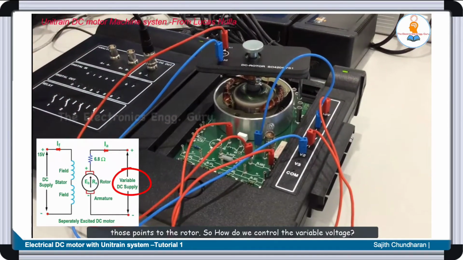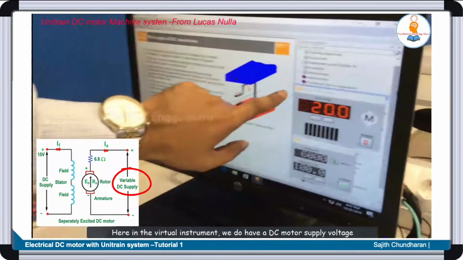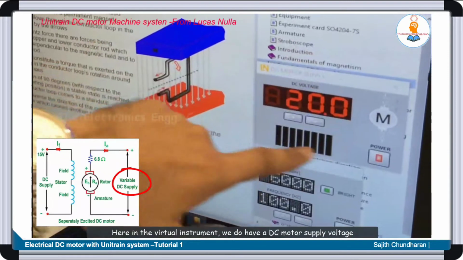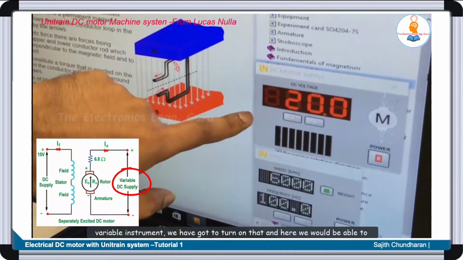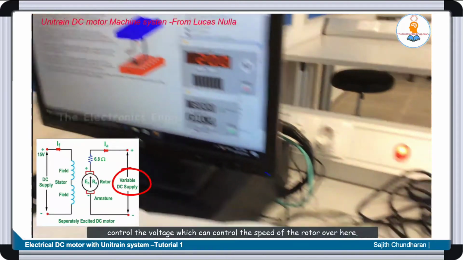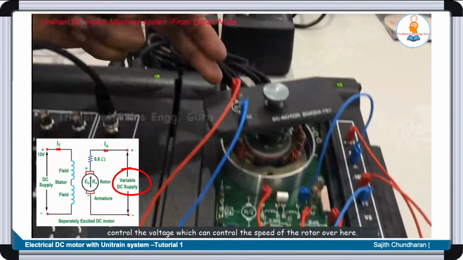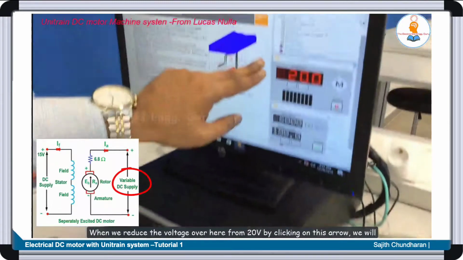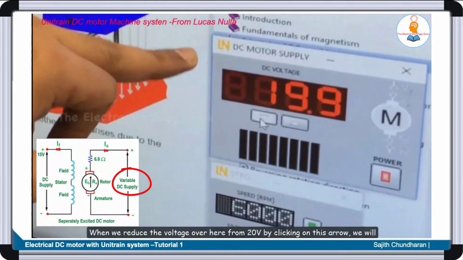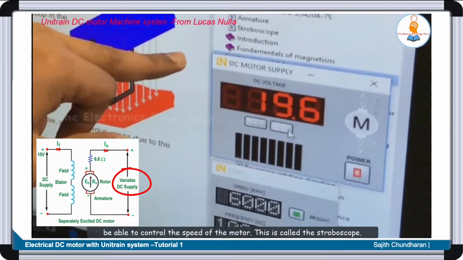So how do we control the variable voltage? Here in the virtual instrument, we do have the DC motor supply voltage variable instrument. We have got to turn that on, and here we would be able to control the voltage, which can control the speed of the rotor. When we reduce the voltage from 20 by clicking on this arrow, we will be able to control the speed of the motor.